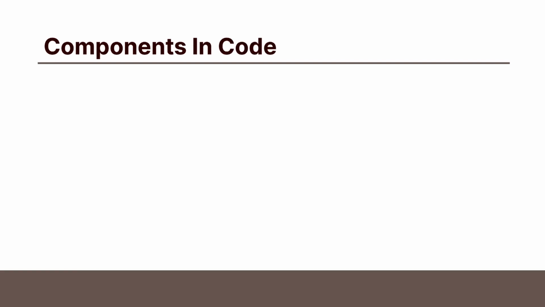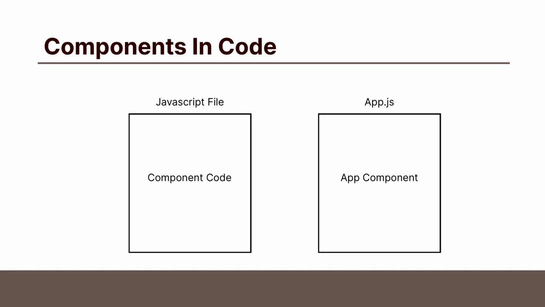Now, how does a component translate to code in our application? The component code is usually placed in a JavaScript file. For example, app component is placed in an app.js. You can also have component files with a .jsx extension, but for this series we stick to the simple .js extension. We will, however, take a closer look at JSX in one of the upcoming videos.